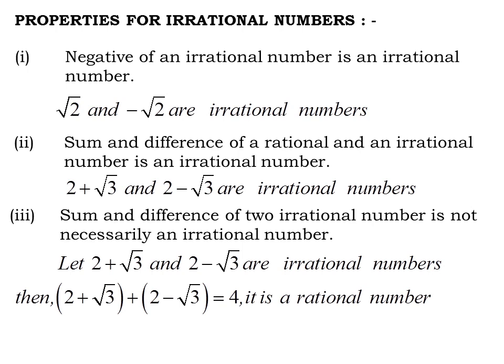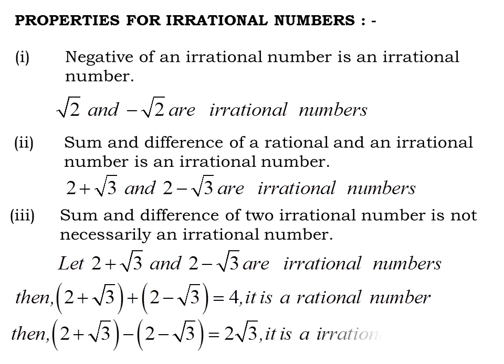In the second case, if I am subtracting these two numbers, then 2 plus root 3 minus 2 minus root 3 will become 2 root 3, where 2 root 3 is an irrational number. Now why is 2 root 3 irrational? Because root 3 is irrational, so multiplication with any non-zero rational number is also irrational. So that will become my next property.